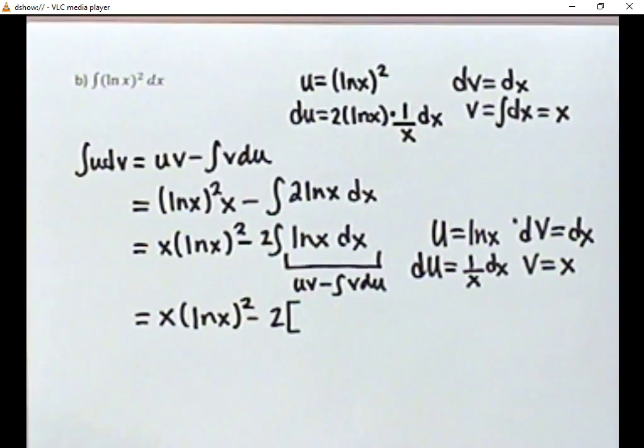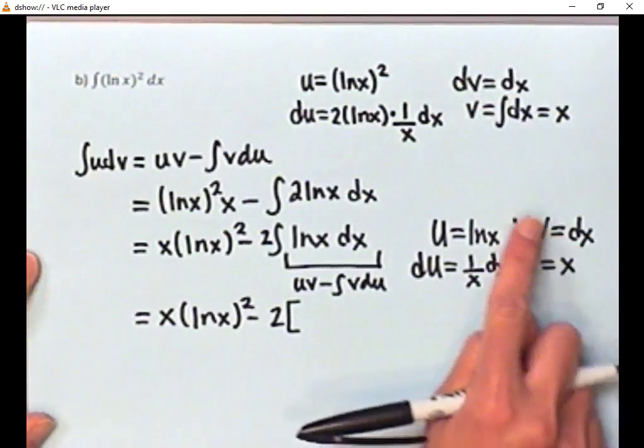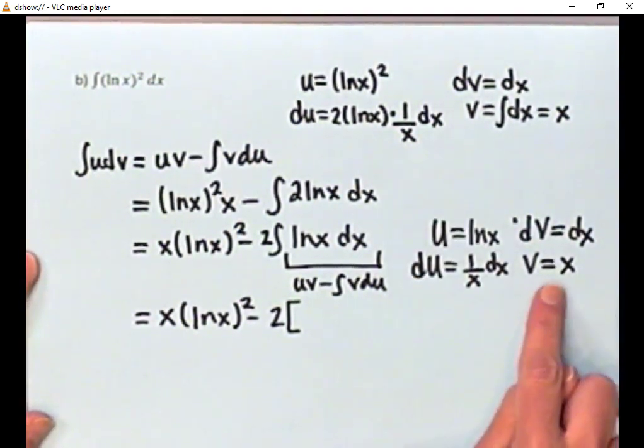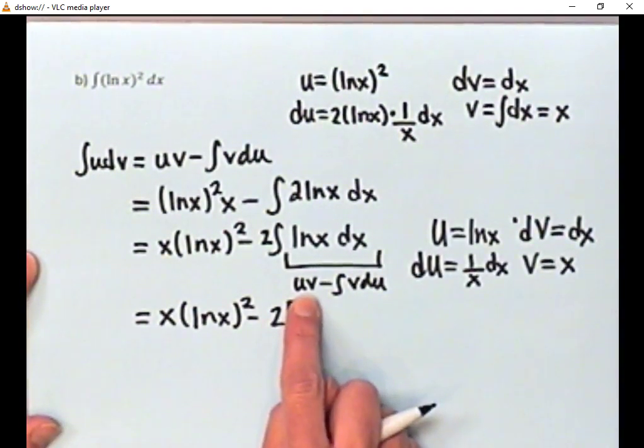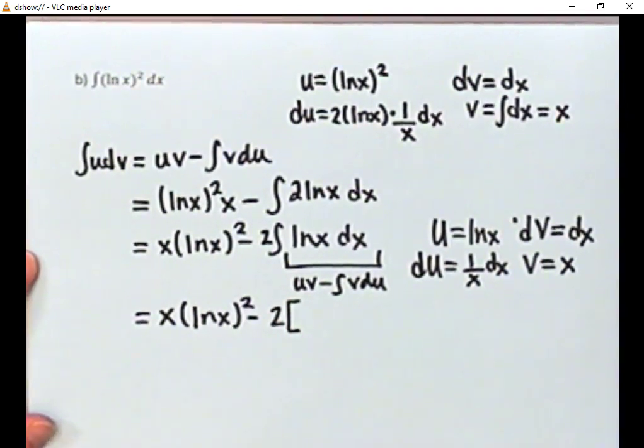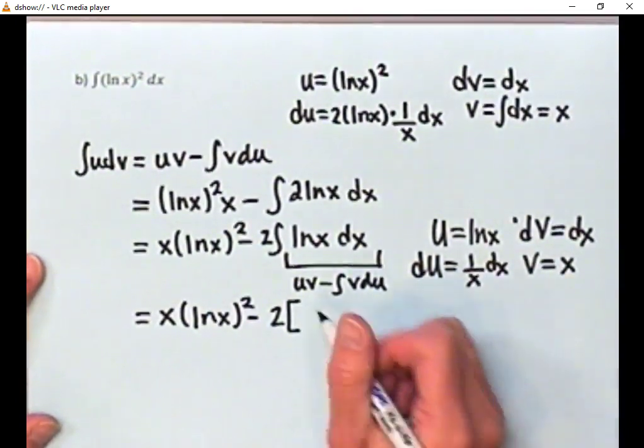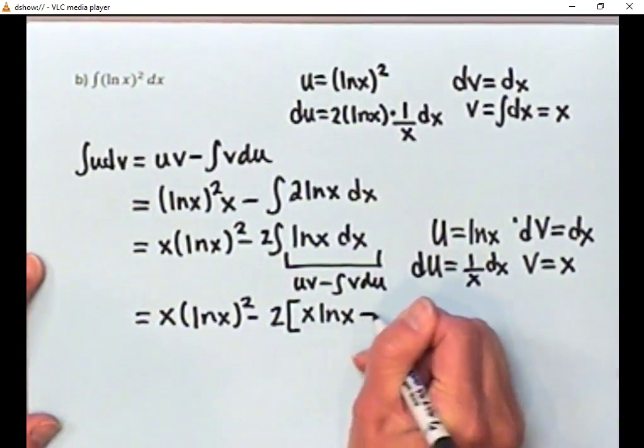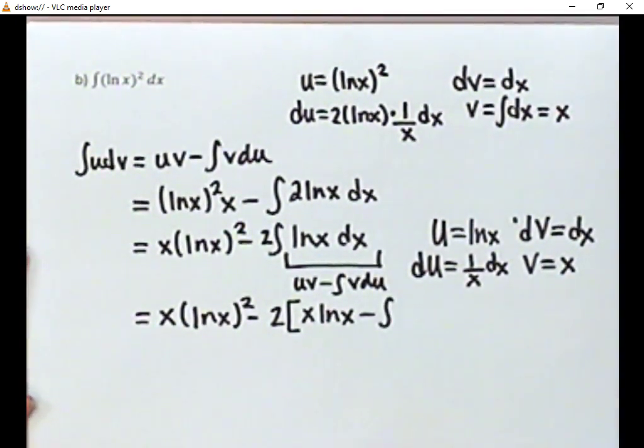Taft, do you want to help us there? What's the uv going to be? From my second ones with the capitals. So we're following this formula, right? So what are we going to have here? It's going to be? Good. So x ln of x, good, minus the integral of, what's going to happen when we do v du?